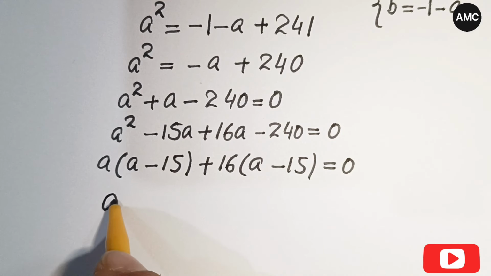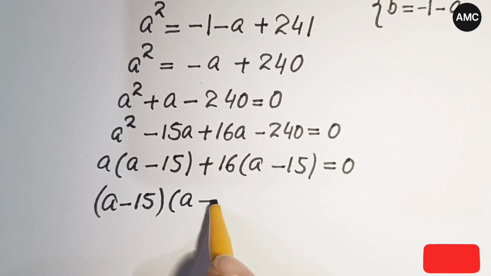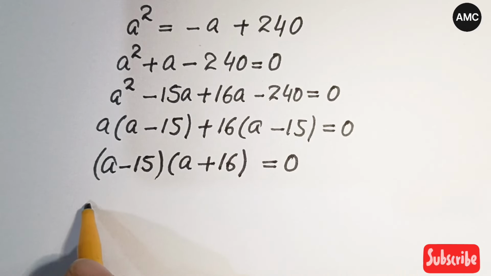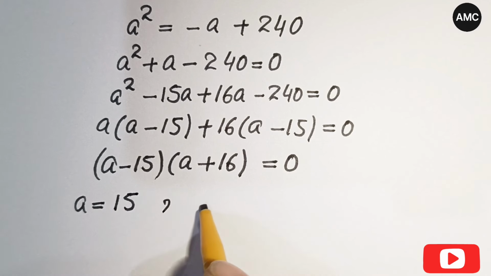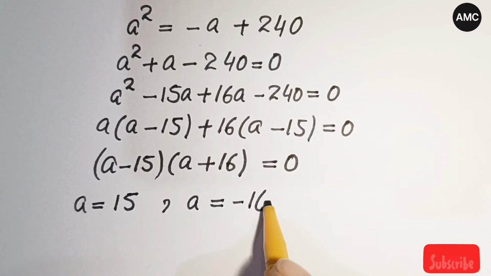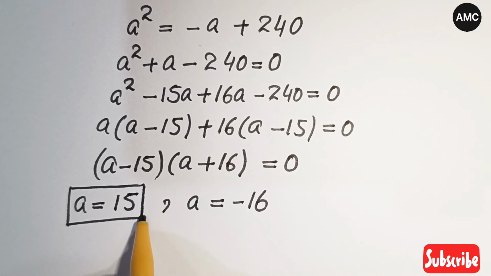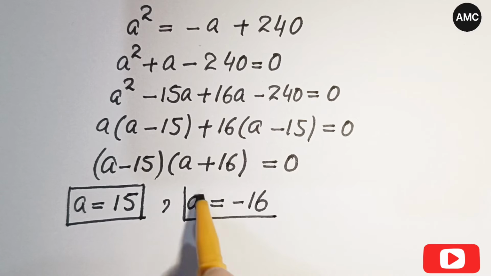Now a minus 15 is a common factor, and another factor is a plus 16 is equal to 0. Now we have two possible values of a, that is a is equal to 15, and similarly a plus 16 is equal to 0, so a will be minus 16. So our two values of a are a is equal to 15, and a is equal to minus 16.